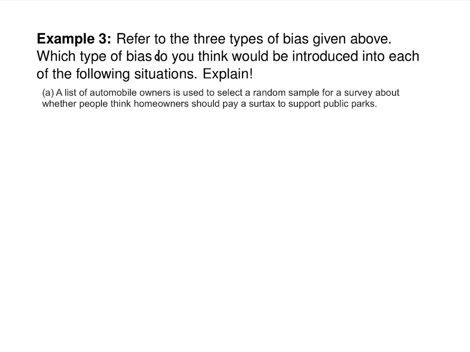So refer to the 3 types of bias given above. Which type of bias do you think would be introduced into each of the following situations? Explain. So a list of automobile owners is used to select a random sample for a survey about whether people think homeowners should pay a surtax to support public parks. So will this be selection bias, non-participation bias, or response bias?